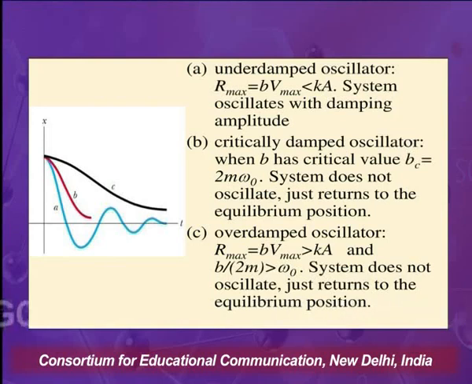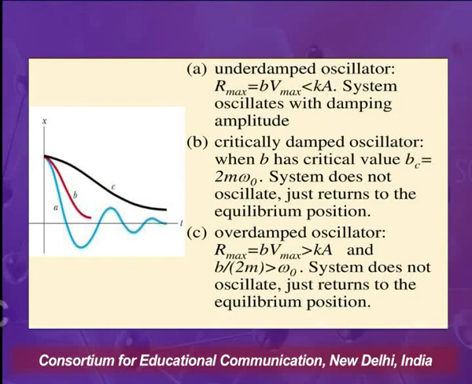So what will happen in an underdamped oscillator? R max, that is equal to b v max, is less than kA. If we get this condition, we can say that the system oscillates with a damping amplitude. So that blue one is the underdamped oscillation. The second one, B, we are denoting that graph by B, is the critically damped oscillator.